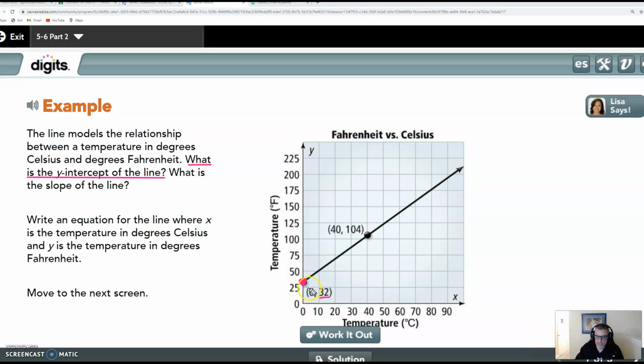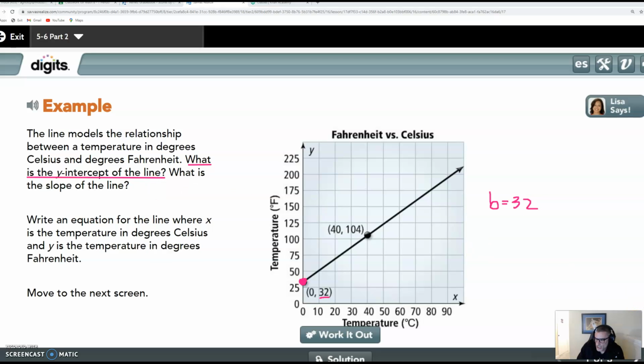So for this line, the y-intercept is 32. And think about that. We're measuring degrees Celsius on the x-axis, degrees Fahrenheit on the y-axis. Well, remember, 0 degrees Celsius, the temperature that water freezes, is 32 degrees Fahrenheit. So this is freezing temperature in Fahrenheit, and this is freezing temperature in Celsius. All right, so we know that the y-intercept over here is 32.